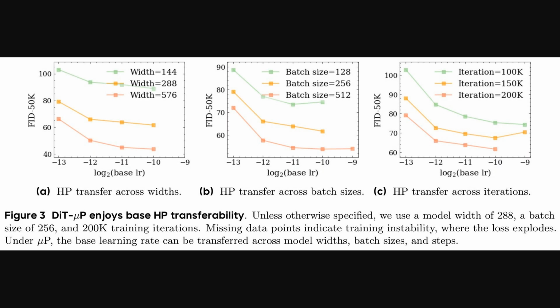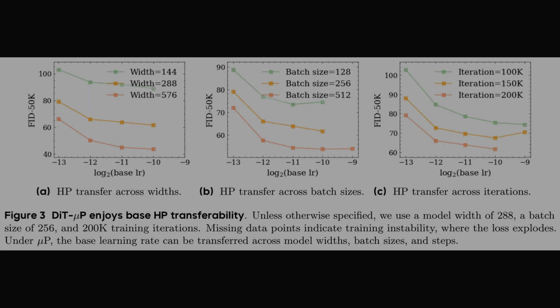Alright, so after seeing how maximal update parameterization is applied and the mu transfer process in Figure 2, Figure 3 here really demonstrates the results of this base hyperparameter transferability. We're looking at 3 plots, all showing FID50K scores on the y-axis. That's Fréchet inception distance, a metric where lower scores mean better, more realistic generated images. The x-axis shows different base learning rates. Plot A varies model width, B varies batch size, and C varies training iterations. Crucially, across all these changes, the optimal base learning rate, around 2^-10, consistently gives the best FID50K, showing this transfer works well.